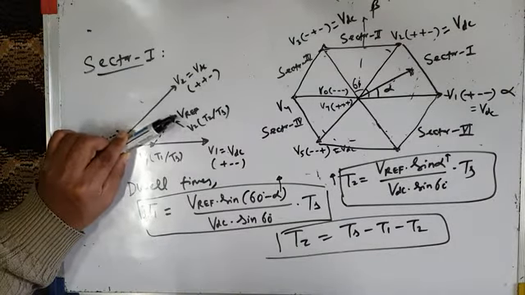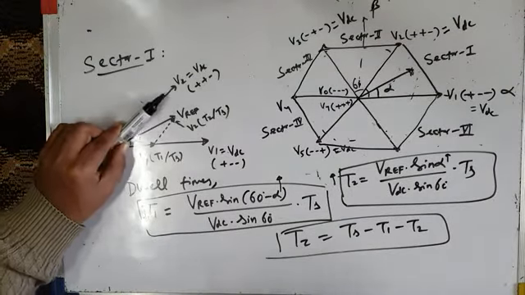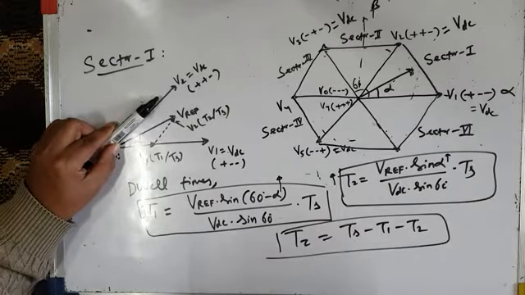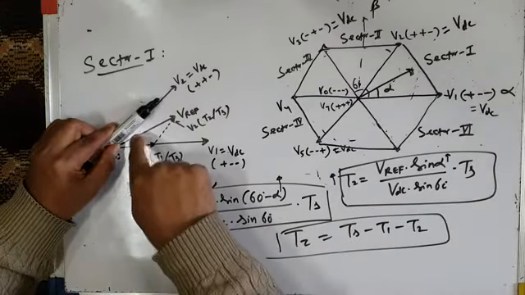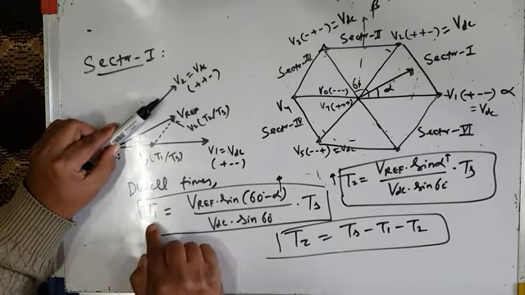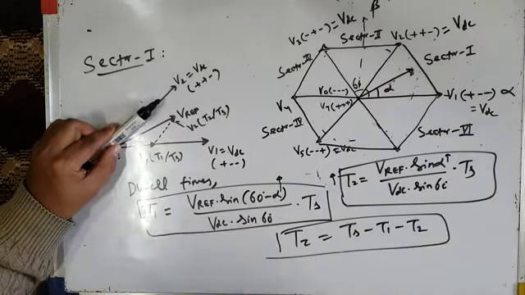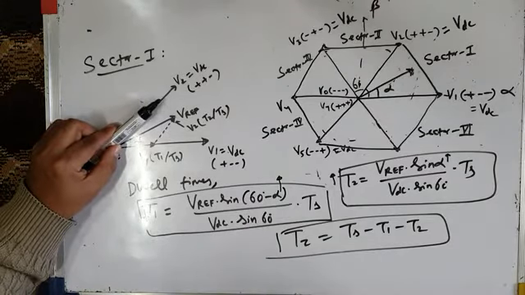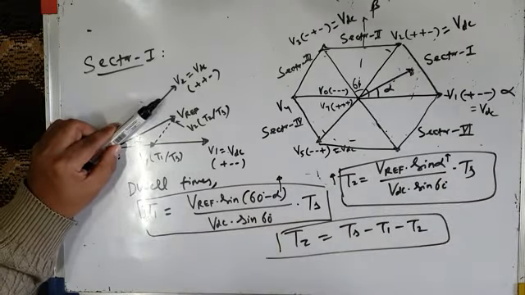So it moves, and when reference vector reach this stage, इस stage पे alpha कितना है? 60 degrees. So T1 कितना है? Sine 60 minus 60, 0. So no V1 vector gets applied across the load at that time. Only V2 vector gets applied across the load.